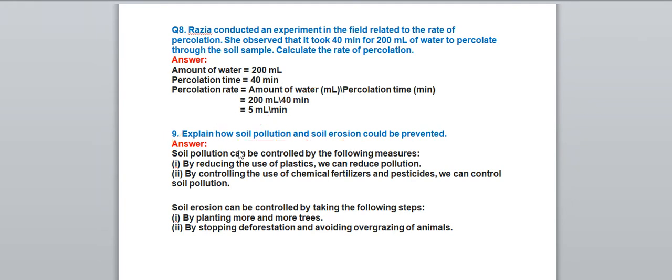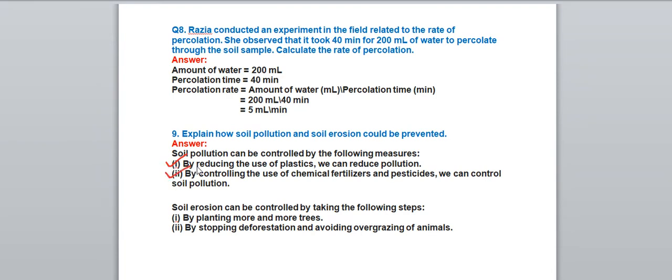So first we'll write for soil pollution. Soil pollution can be prevented by the following measures. If we follow these steps, then we can prevent soil pollution. The first one is by reducing the use of plastics, we can reduce pollution. You know that plastics are causing so much pollution in the soil. They're making our environment dirty. So the government has also banned the use of plastic. So we should also reduce the use of plastics.